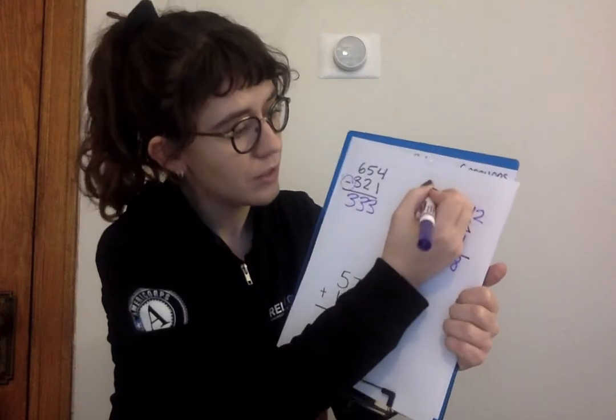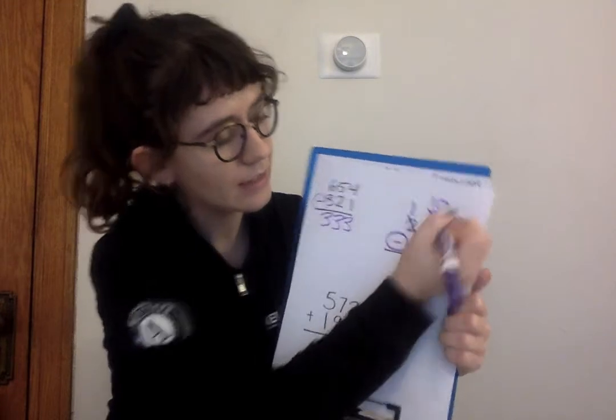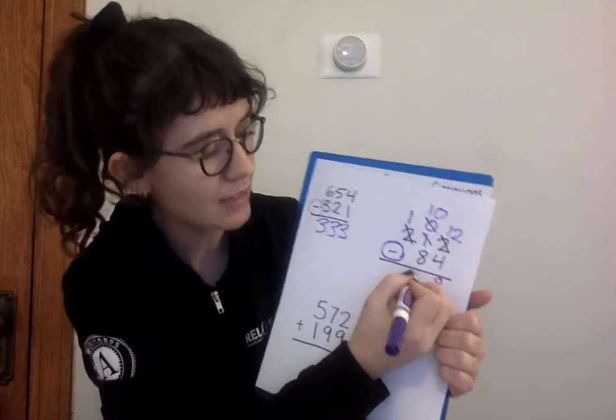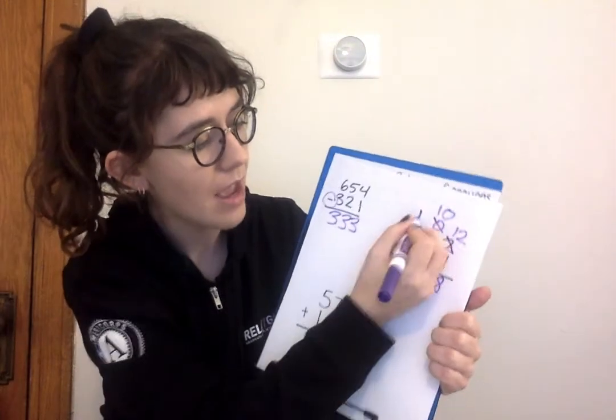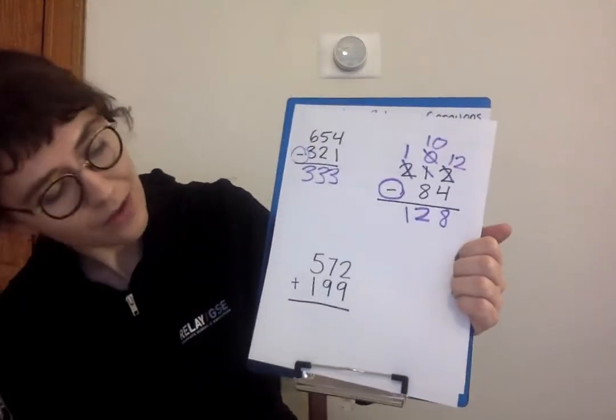So let's see. 1 less hundred, that's 1, and 10 tens. So 10 tens minus 8 tens is 2 tens, and then 1 minus nothing is just 1. All right, time for our last one.